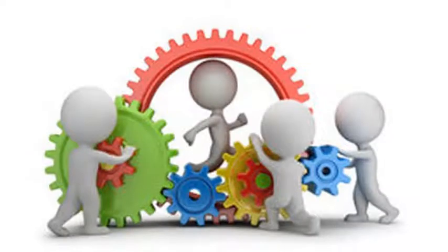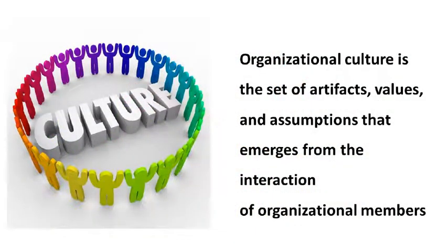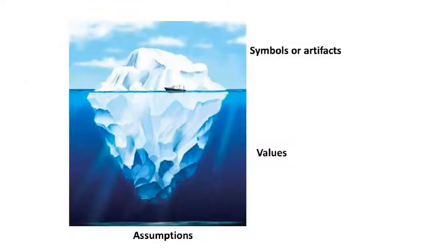Okay, changing gears again. Let's turn our focus to looking at organizational culture. Keaton says organizational culture is the set of artifacts, values, and assumptions that emerges from the interaction of organizational members. Often culture is graphically represented as an iceberg. Members of every organization share assumptions that serve as the foundation for organizational cultures. These are unseen. Assumptions and values are implicit.